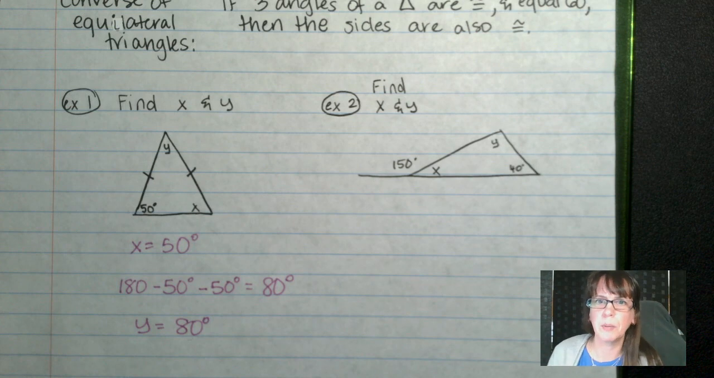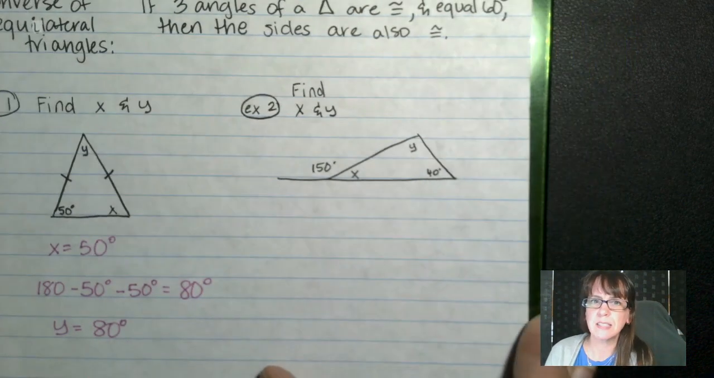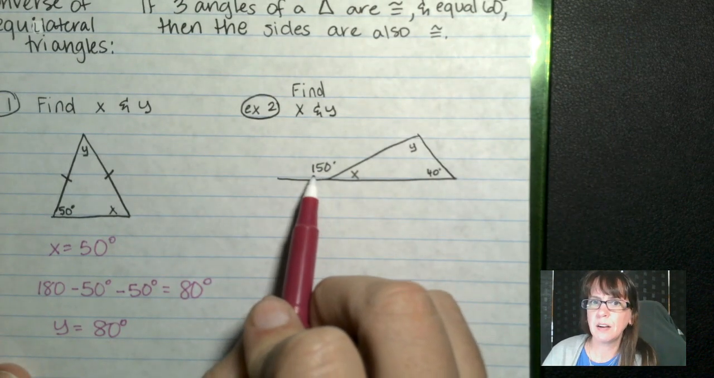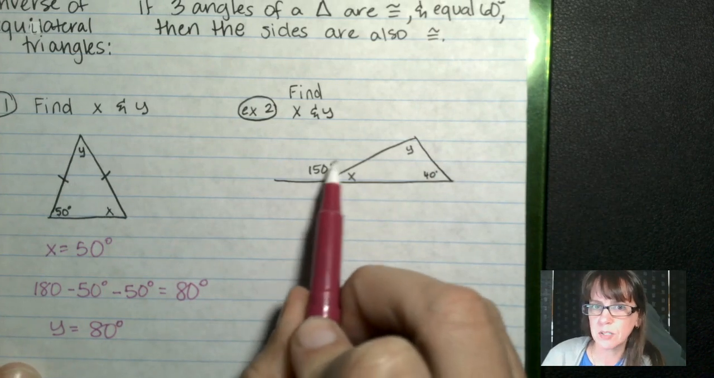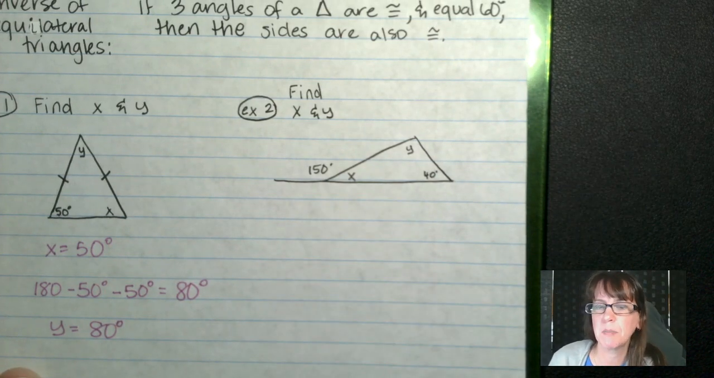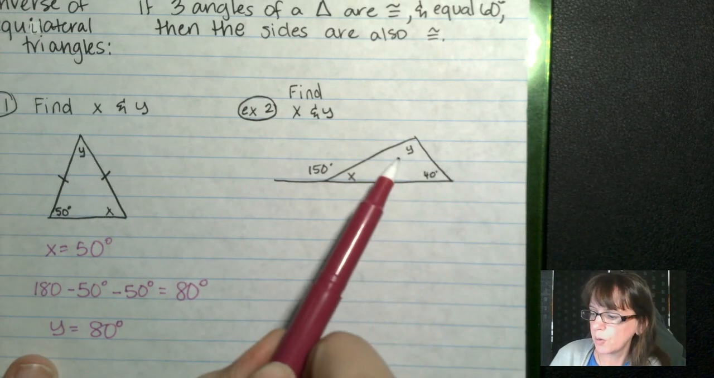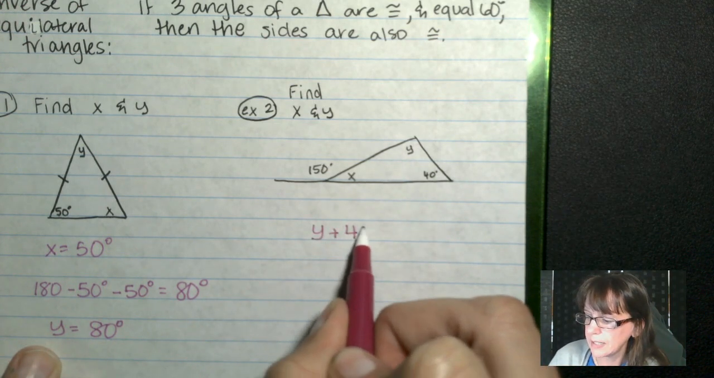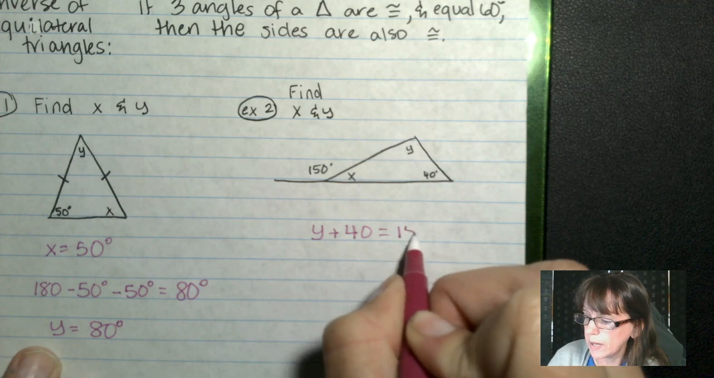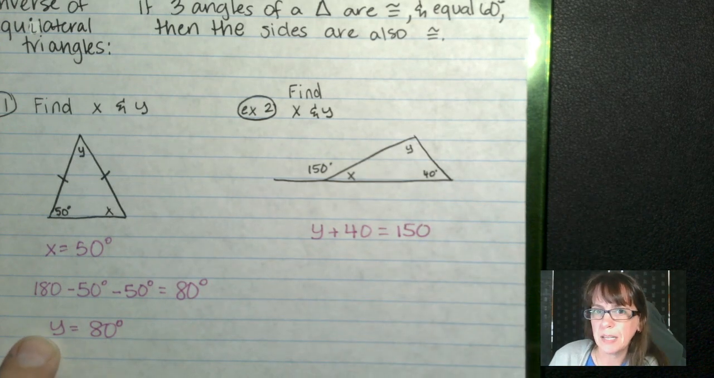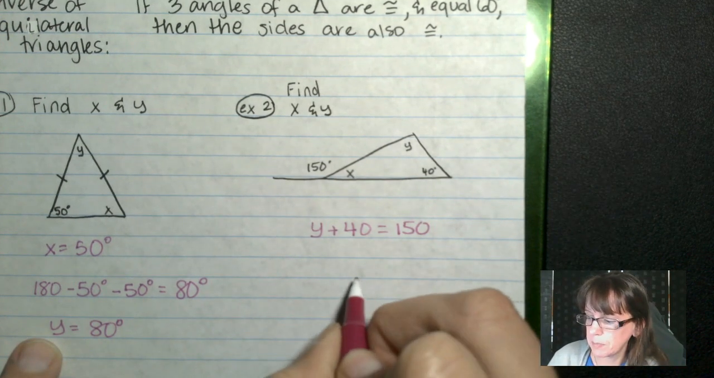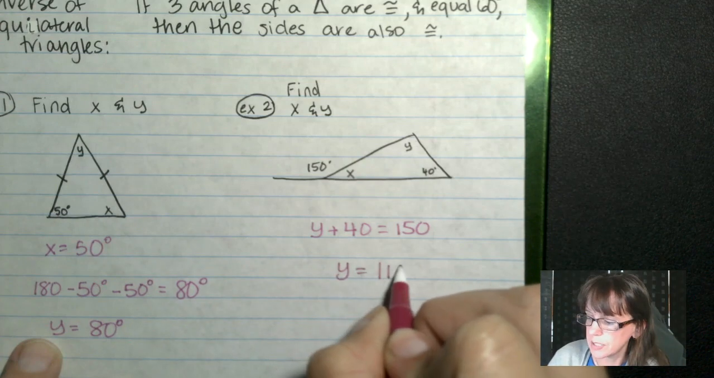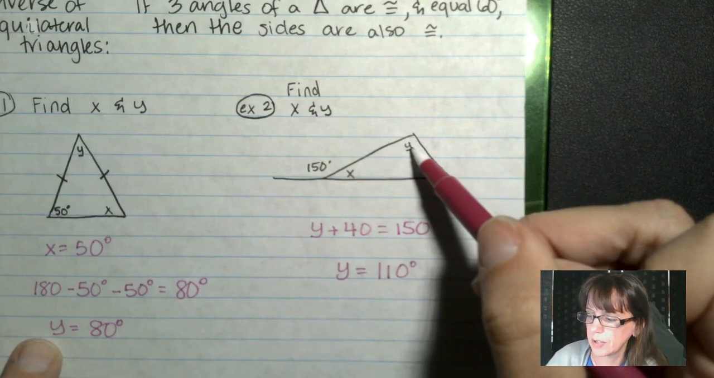So this one is called the external angle triangle theorem. I can't remember what it's called, but here's what it says. It basically says that the outside angle of this triangle is the same as the sum of the 2 opposite angles. So that means that y plus 40 is going to equal 150 degrees. So if I minus 40 on both sides, I'd get y equals 110 degrees. So this is 110 degrees.